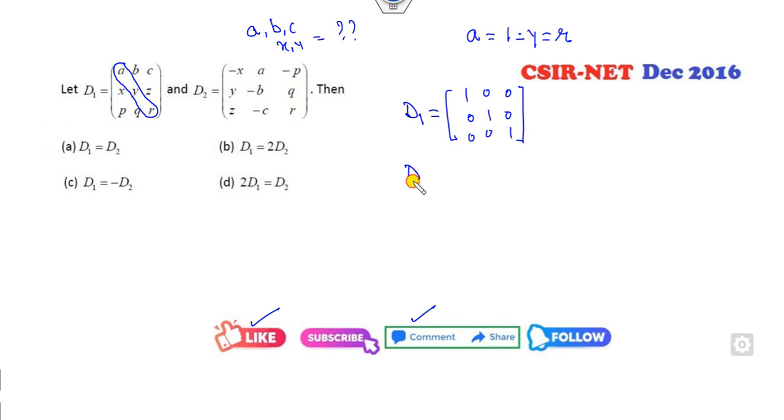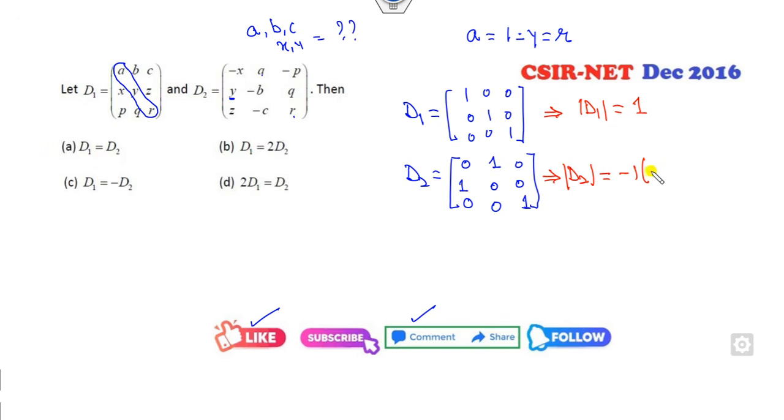Fine. Then what will be my D2? So A is equal to 1. So this number is 1. Y is equal to 1. This number is 1. R is equal to 1. Rest all values are my 0. Fine. Then what is my determinant of D1? This. Can you find the determinant of D2? This is my minus 1. 1 minus 0. Minus 1. Can you find the relation between them? Twice not possible. Twice of this not possible. Only left option is C is the right answer of the problem.